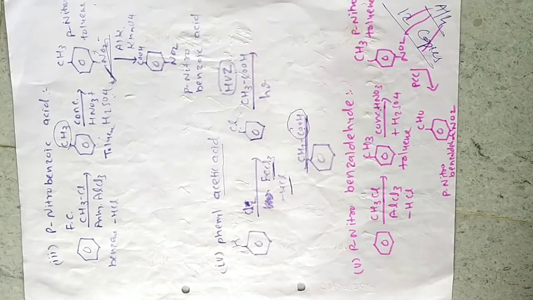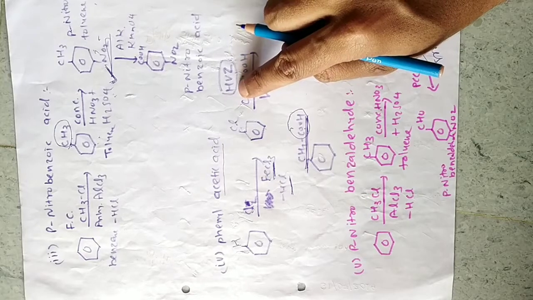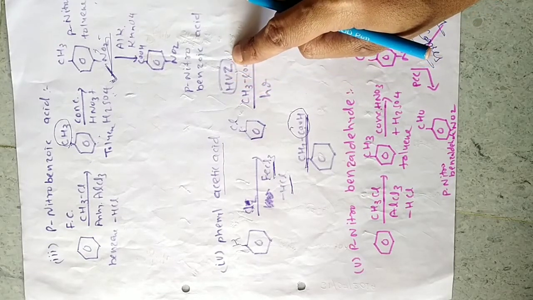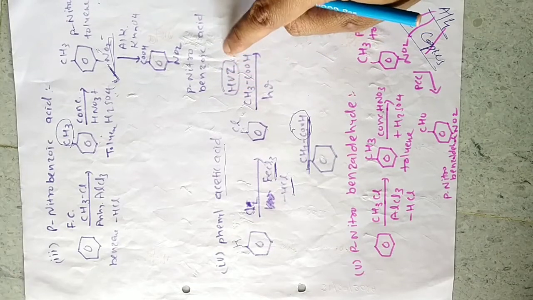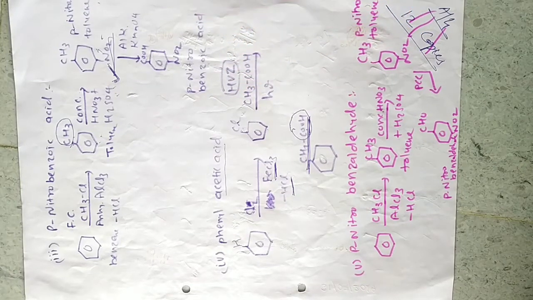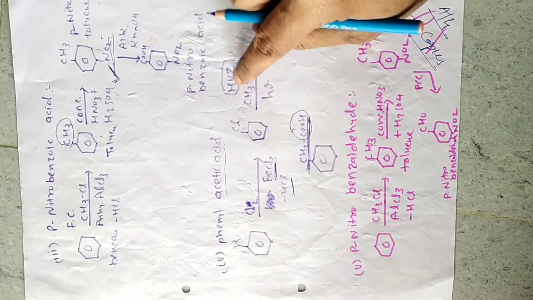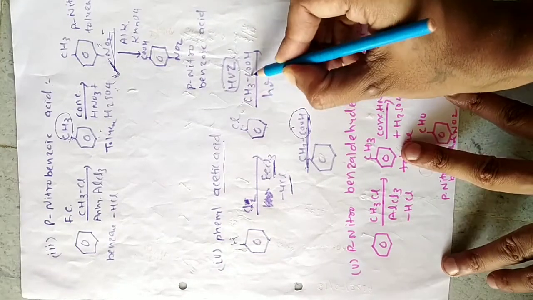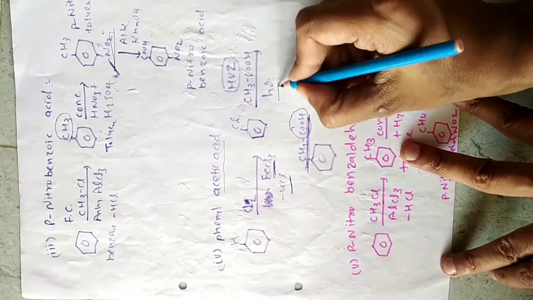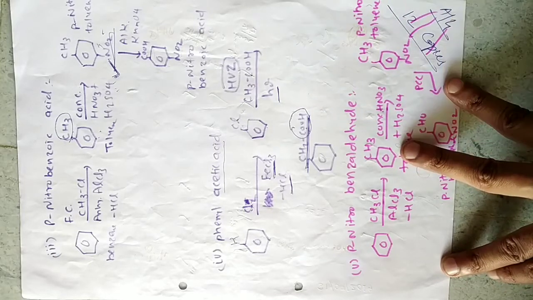Now what happens here? I am applying the Hell-Volhard-Zelinsky reaction, the last reaction of this chapter. I am applying that reaction here. What I am going to do? I am going to take acetic acid in the presence of ultraviolet rays. What does it give?